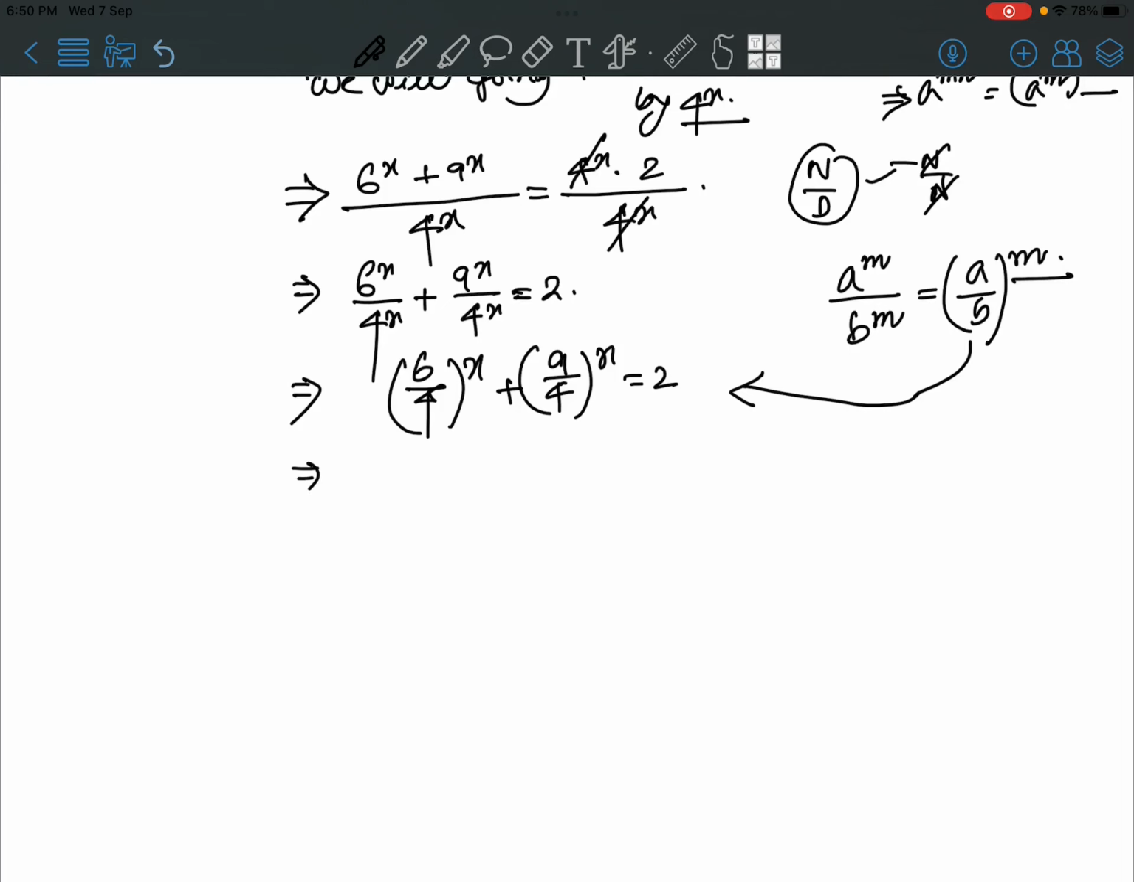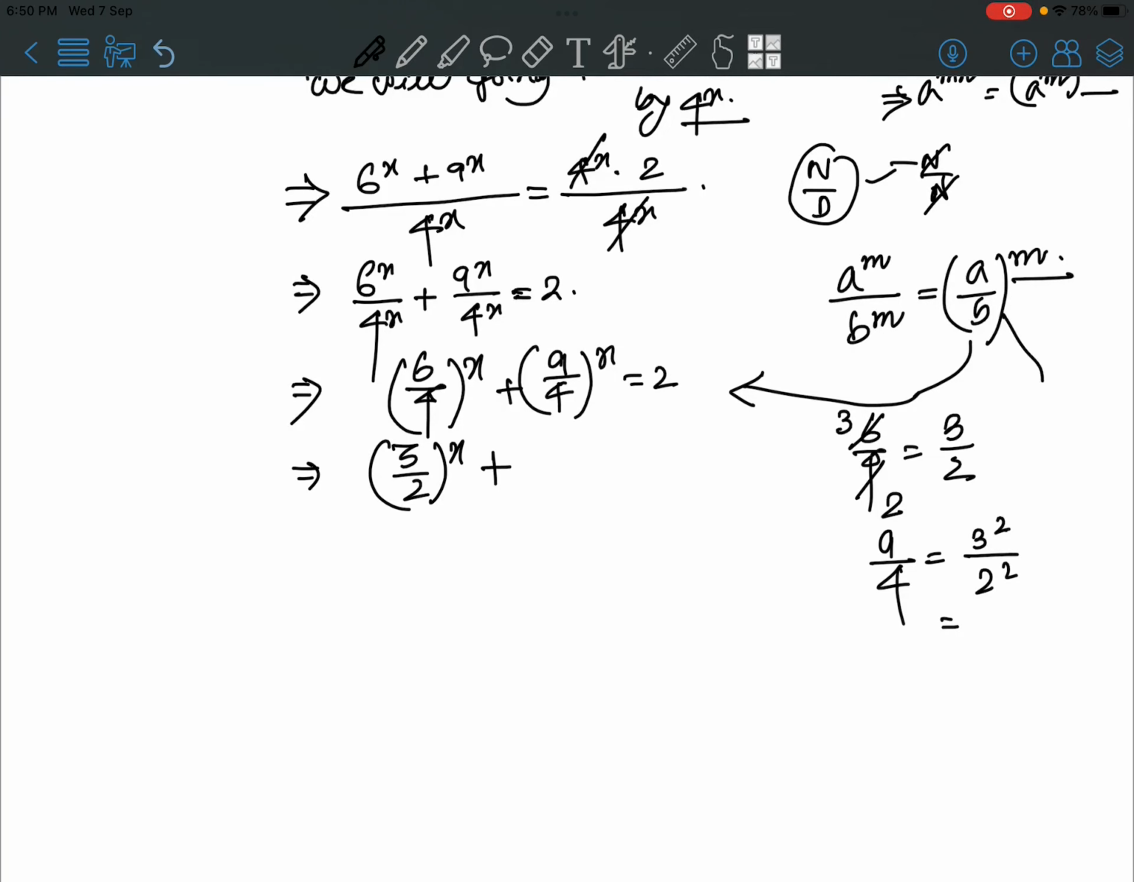Now after reduction, 6 by 4 becomes 3 by 2, because when we reduce 6 with the help of 2, it becomes 3, and 4 becomes 2. Now (3 by 2) whole to the power x plus 9 by 4. How can we write 9 by 4? We can write 9 as 3 square and 4 as 2 square. As we see in this formula, we have different bases but the same power. So we can write 9 by 4 as (3 by 2) whole square.